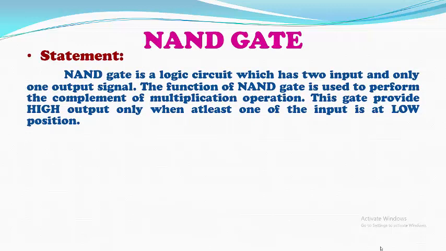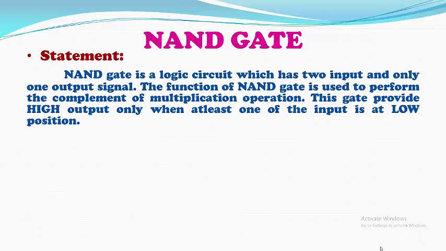The NAND gate is a logic circuit which has two inputs and only one output signal. The function of the NAND gate is to perform the complement of the multiplication operation. We have seen the AND gate as a basic gate. The AND gate is used for performing multiplication, and the NAND gate is derived from the AND gate. The function of the NAND gate is complementing the AND operation.